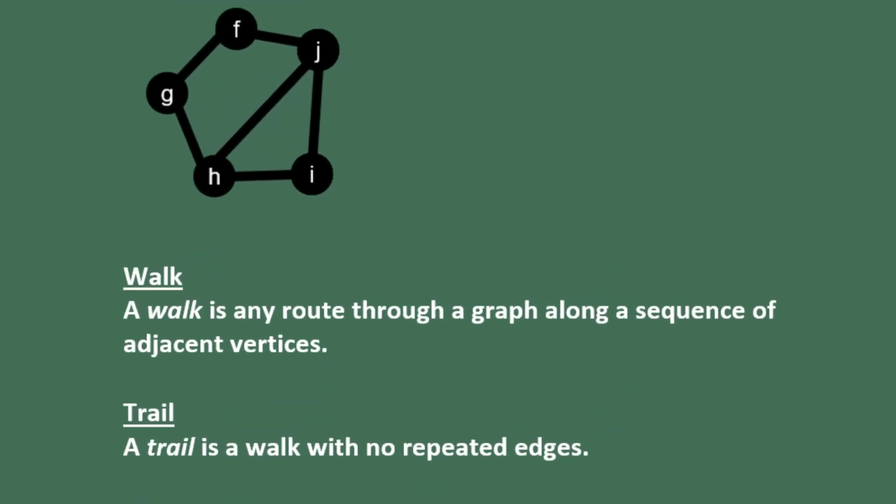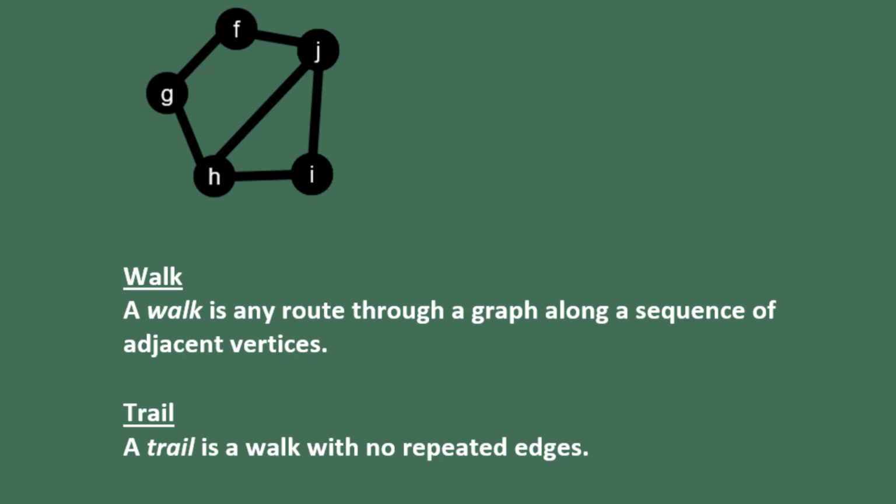First, a walk is any route through a graph along a sequence of adjacent vertices. For example, I might go from I to J, and then J to H, and then H to G, then turn around and go back to H, and that would be an example of a walk. A walk can cover any or all of the edges any number of times. The only rule that you can't break with a walk is you can't go off the graph. For example, I can't go from I to J and J to H and then over to F.